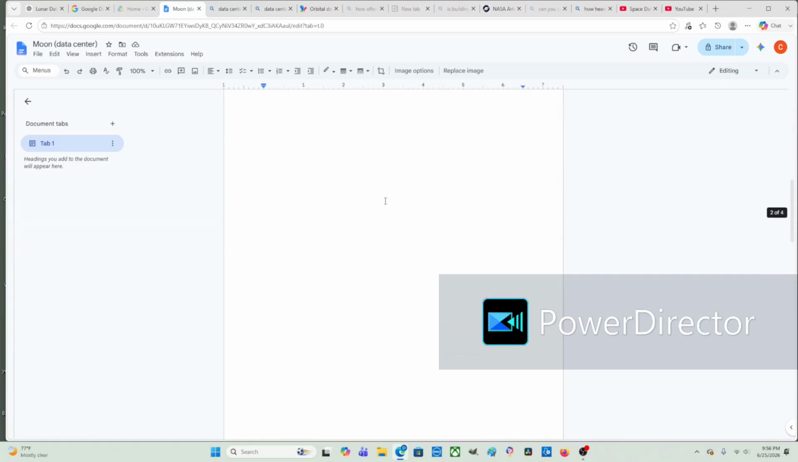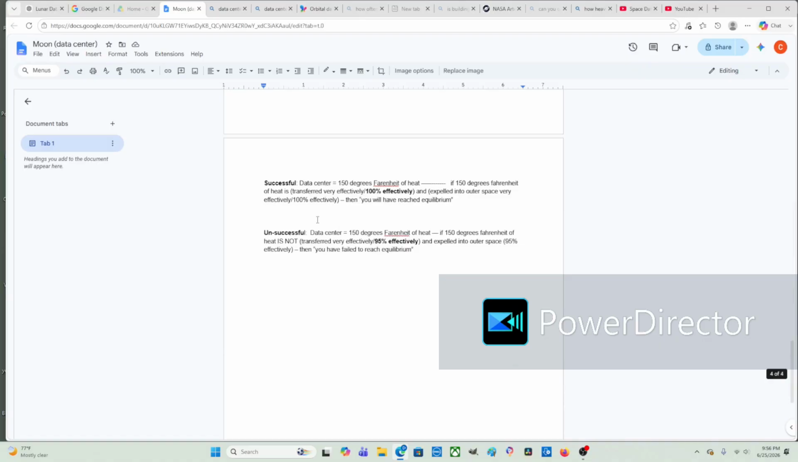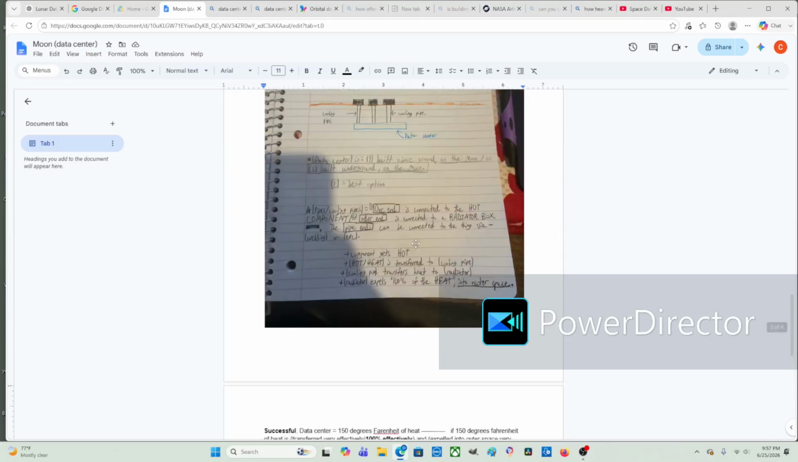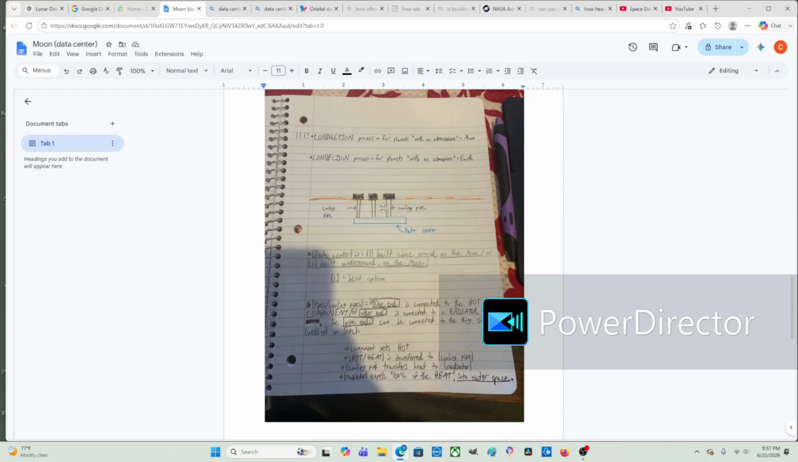So, you know, if it can reach equilibrium, that is a good thing. If it's 150 degrees and 142 degrees, that is a bad thing. However, if it's 150 degrees and 200 degrees, that is still a good thing.